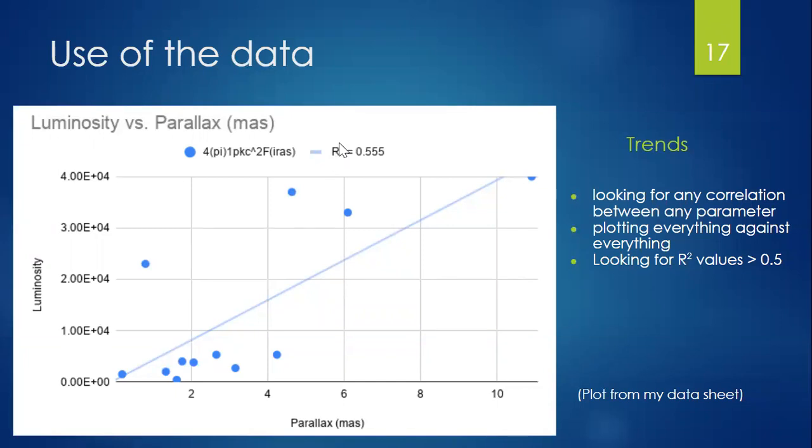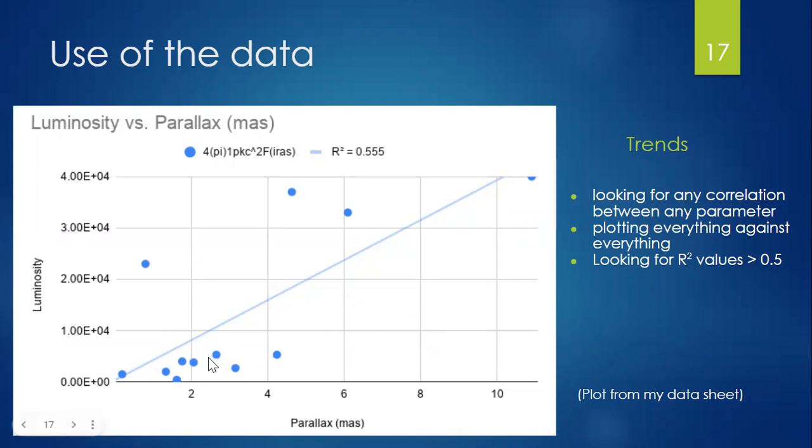R squared is a value that we can determine for a correlation. Mathematically, if the best fit line has an R squared value over 0.5, then it's deemed a correlation. Now, this is a very, very weak correlation because it's 0.555. I wouldn't necessarily consider this a correlation by any stretch of the imagination. But if it was like 0.6 or 0.7 or 0.8, the closer to 1, the better. If R squared is 1, then it's basically a perfect correlation.